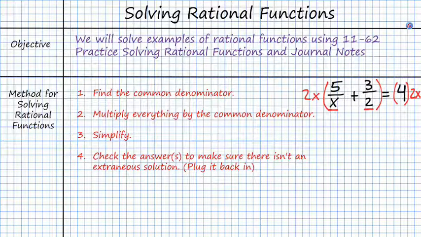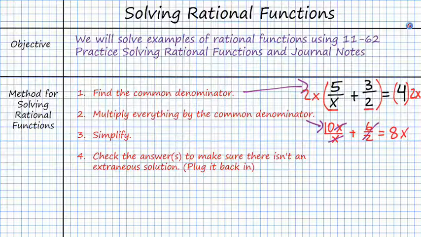So if I multiply every term by 2x, then I'll get 10x, because 2 times 5 is 10, over x, plus 6 over 2 is equal to 8x. However, I want to simplify this. So that's our third step. So we went from step 1, which was here, and then we multiplied everything, which got us here, and now we're simplifying. So we simplify this, we see that x and x will cancel, and we see that 6 divided by 2 will just give me 3.